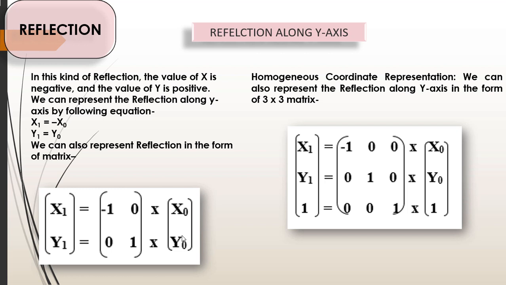We can also represent reflection in the form of a matrix. This is the column vector matrix: x1 y1 is equal to minus 1 0 0 1 times x0 y0. We can represent homogeneous coordinates in the form of a 3 by 3 matrix: x1 y1 1 equals minus 1 0 0, 0 1 0, 0 0 1, times x0 y0 and 1. This is all about the information of reflection along the y-axis.